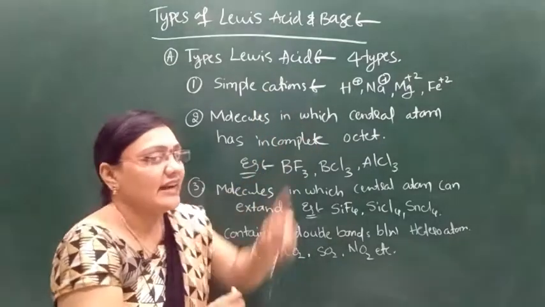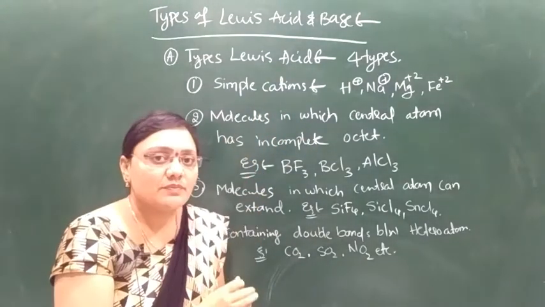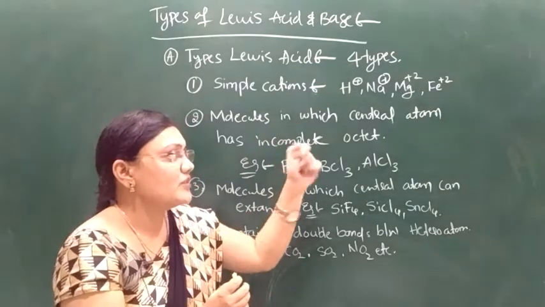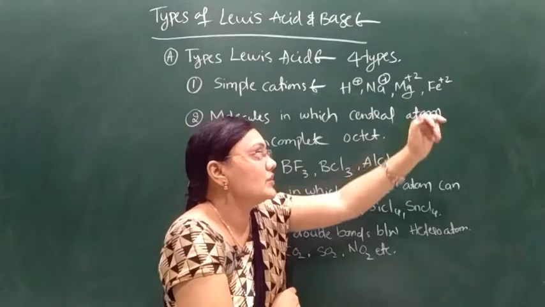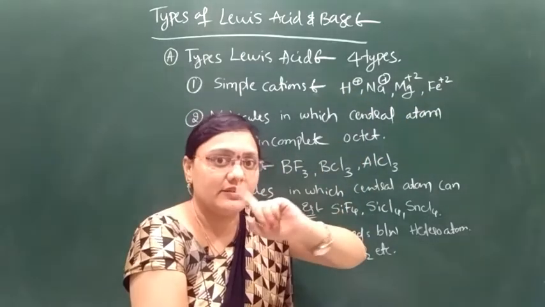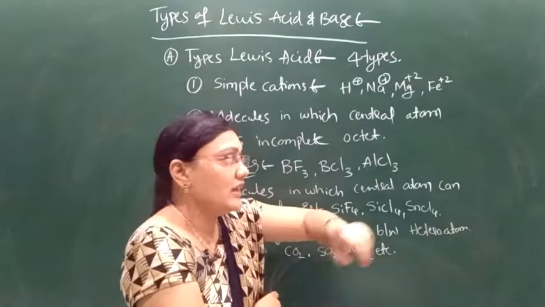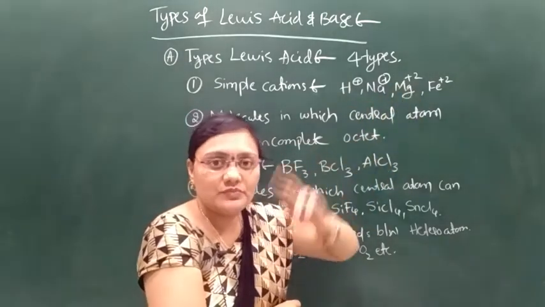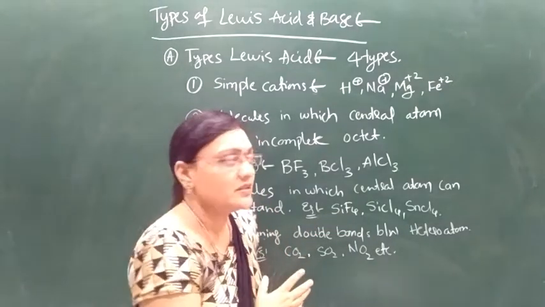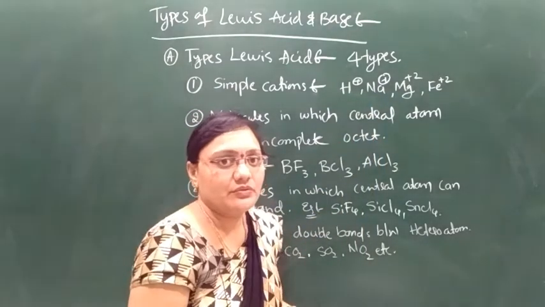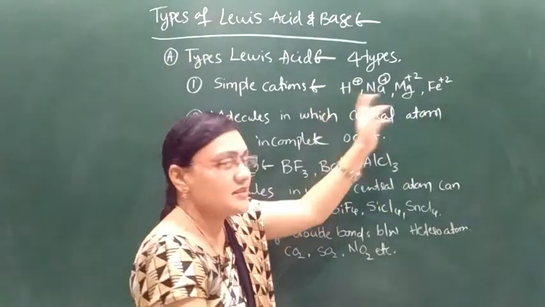The first type is simple cations, for example H+, Na+, Mg2+, Fe2+. For H+ and Na+, the outermost orbital has 1 electron, and magnesium Mg2+ has 2 electrons in its outermost orbital. Fe2+ also. These are the simple cations.